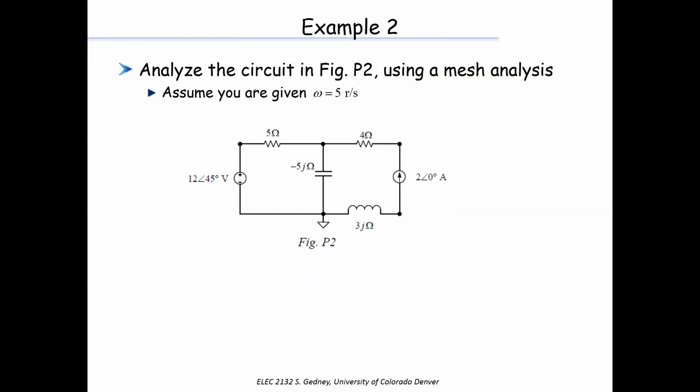Say I'm analyzing this circuit here with a voltage source. And here I'm already in the phasor domain. I had a radial frequency of 5 radians per second. I converted everything over to the phasor domain. So I have a minus 5j ohm capacitive impedance, plus 3j ohm inductive impedance. I have a 2 angle 0 current source on the right, a 12 angle 45 current source on the left, and a 5 ohm resistor. And I want to use mesh analysis to find the mesh currents, just as an example.